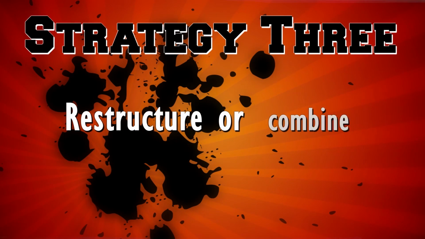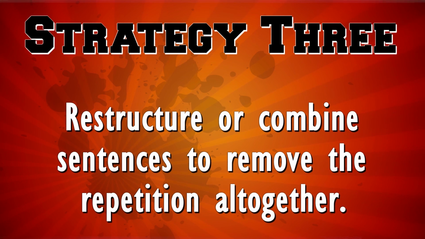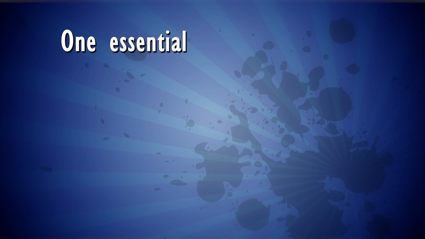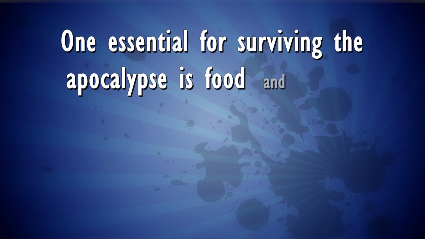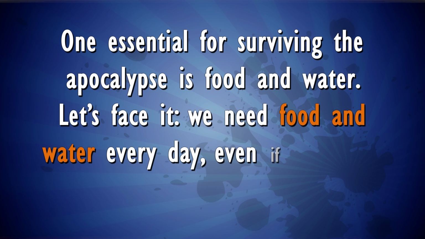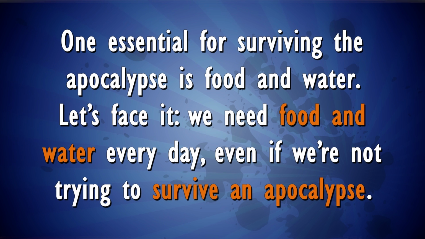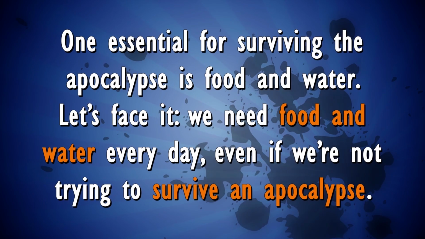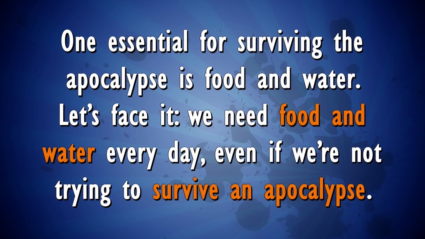The next strategy is better, but it's also a little more complex. Restructure or combine sentences to remove the repetition altogether. Let's go back to the 2 sentences from our previous example paragraph. One essential for surviving the apocalypse is food and water. Let's face it, we need food and water every day, even if we're not trying to survive an apocalypse. Instead of using pronouns or synonyms, we could avoid repetition by simply combining these 2 sentences into one.